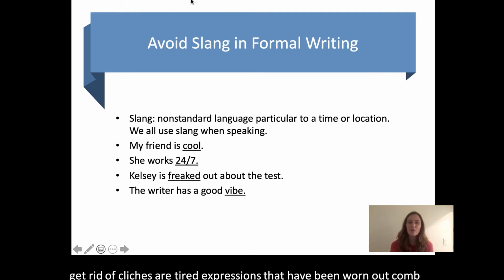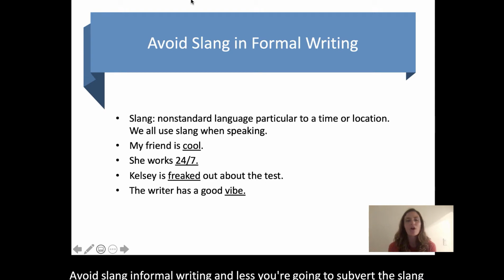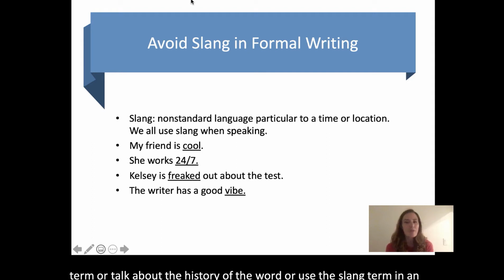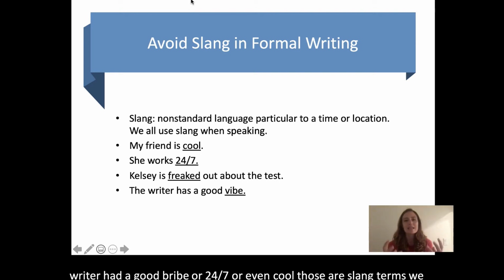Avoid slang in formal writing unless you're going to subvert the slang term or talk about the history of the word or use the slang term in an interesting way, like you're going to unpack the slang term. You generally shouldn't do that in formal academic writing. So words like vibe, the writer had a good vibe, or 24/7, or even cool, those are slang terms. We don't want to use them in academic writing unless we're analyzing that word or subverting that word somehow.